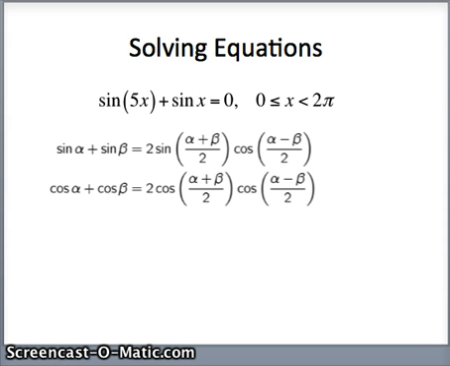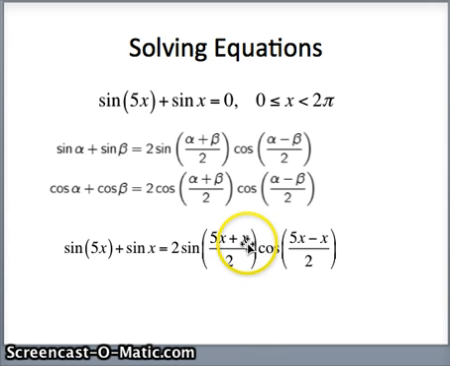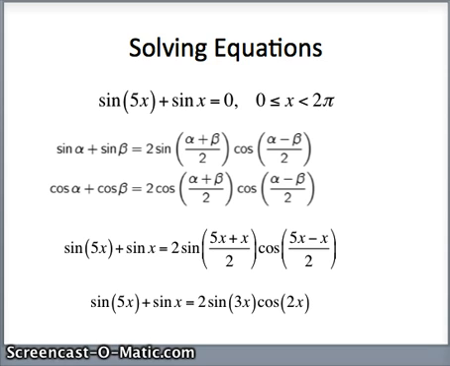Well, here are two of the formulas we looked at previously. And the one we're going to want is sine of alpha plus sine of beta equals 2 sine of (alpha plus beta) over 2 times cosine of (alpha minus beta) over 2. Alpha here will be 5x, beta will be x. So 2 sine of (5x plus x) over 2 times cos of (5x minus x) over 2. 5x plus x, 6x over 2 will be 3x. 5x minus x, 4x over 2 will be 2x. So that's what we get.